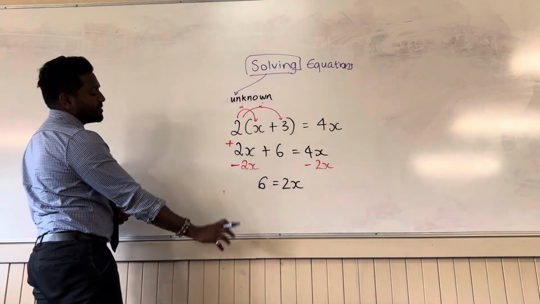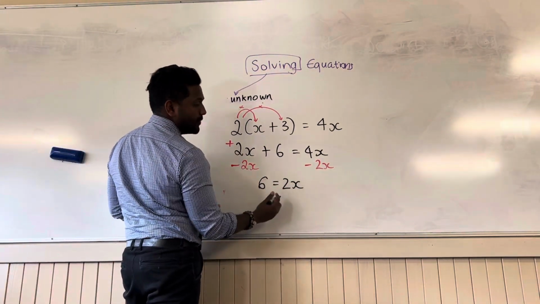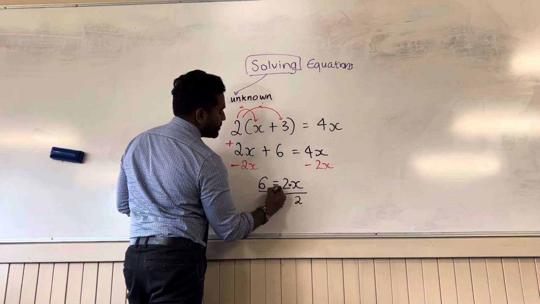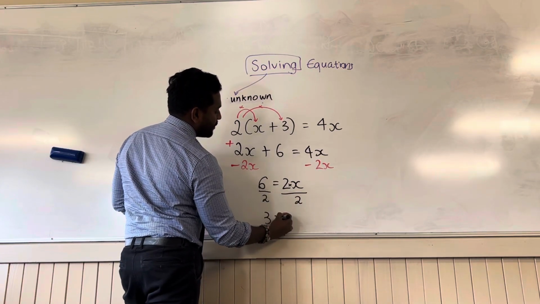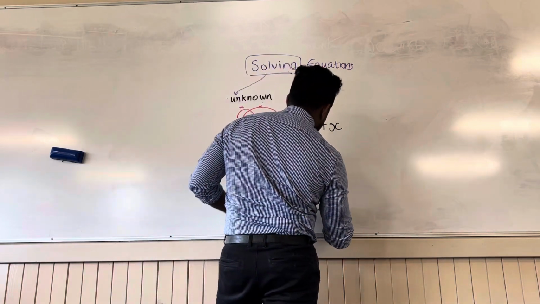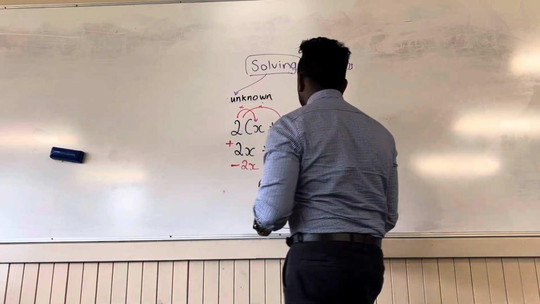In order to now solve for this x, you've got to get rid of this 2. How do we get rid of this 2? There's actually a times there. We divide by 2, we divide by 2. You're left with x is equal to 3. Now, you want to write this properly in this particular format.